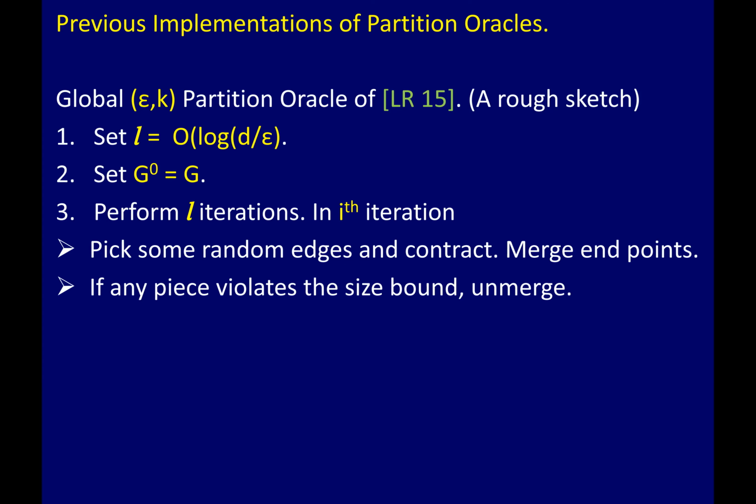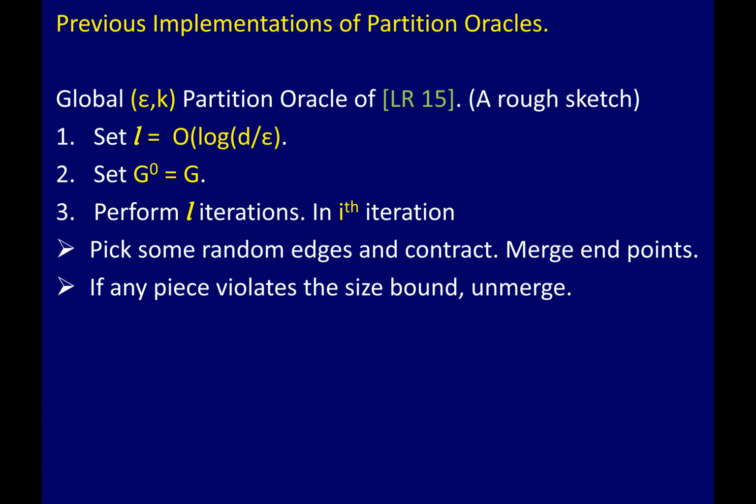This way, you understand it. So you note that each vertex in this graph corresponds to a subset of vertices in the original. And if some newly formed subset happens to violate the size bound, happens to have size greater than k, Levi and Ron just undo that contraction. They just unmerge.